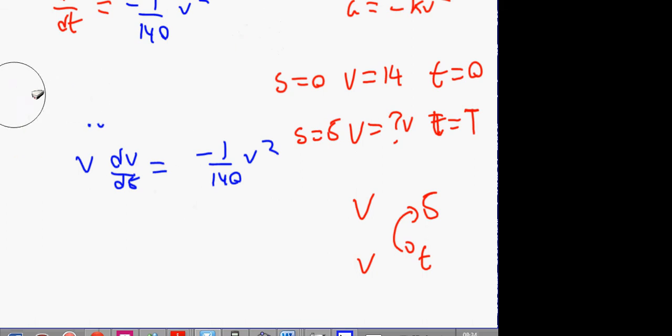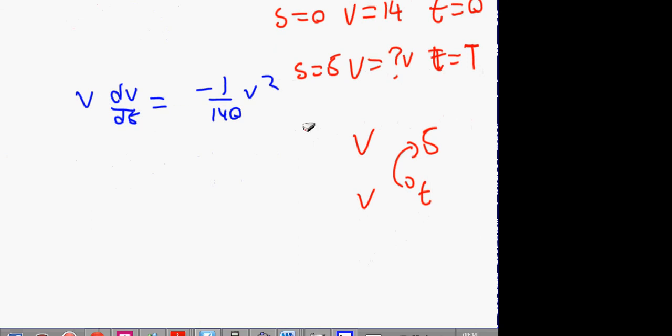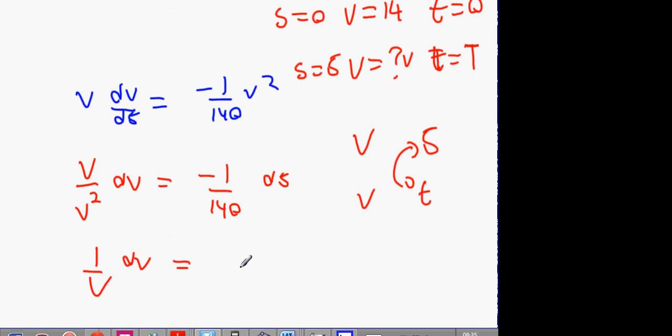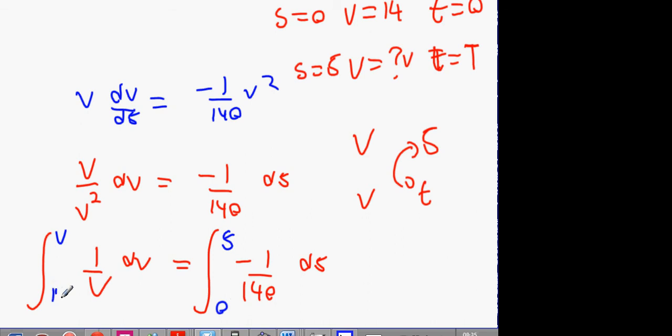So here's what we're going to do. We're starting off with this one here. We're going to bring the V squared down, so we get V over V squared dV equals 1 over 140 dS. We're going to have 1 over V dV equals minus 1 over 140 dS. We're going to integrate both sides, and I need my limits: V on top, 14 on the bottom, and S on top, 0 on the bottom.